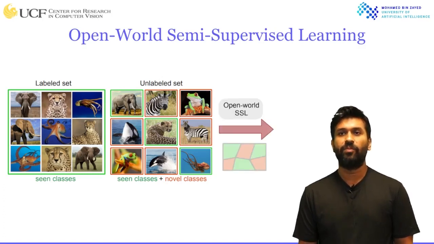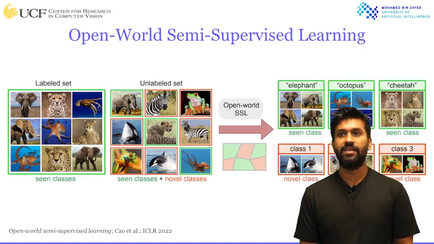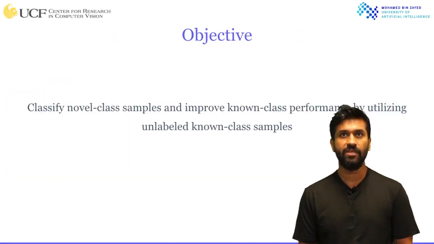So the goal of open world semi-supervised learning during inference is basically to classify the samples from the seen classes, that means the elephant, octopus, and cheetah, and also to cluster the samples from novel classes, that means dolphin, zebra, and frog. So the objective of this work is to classify novel class samples, and since it's a semi-supervised learning approach, to improve the known class performance by utilizing unlabeled known class samples.